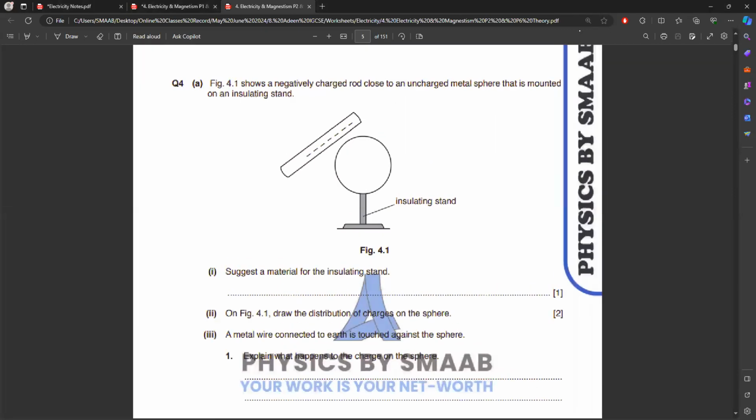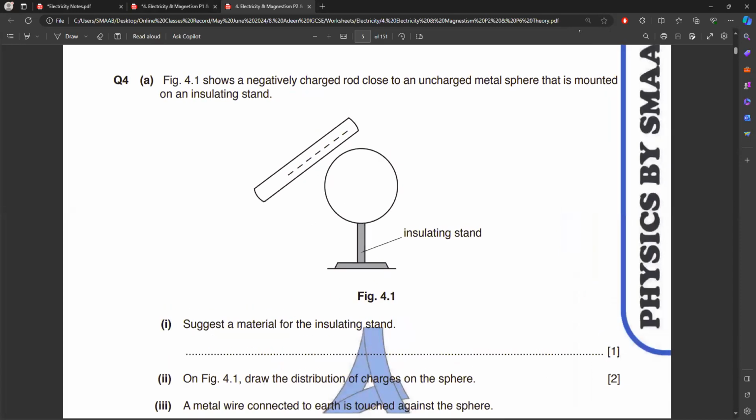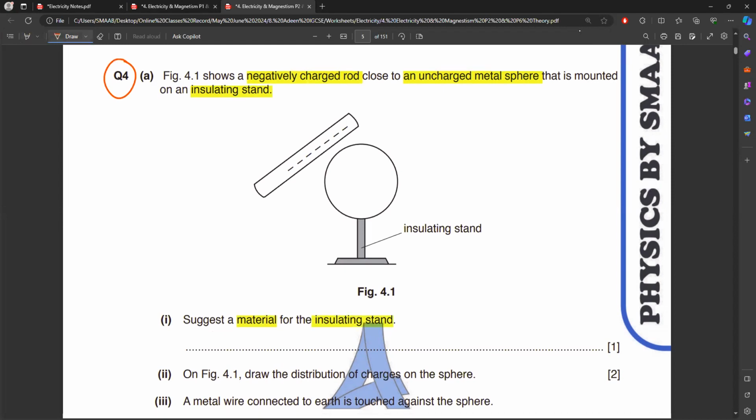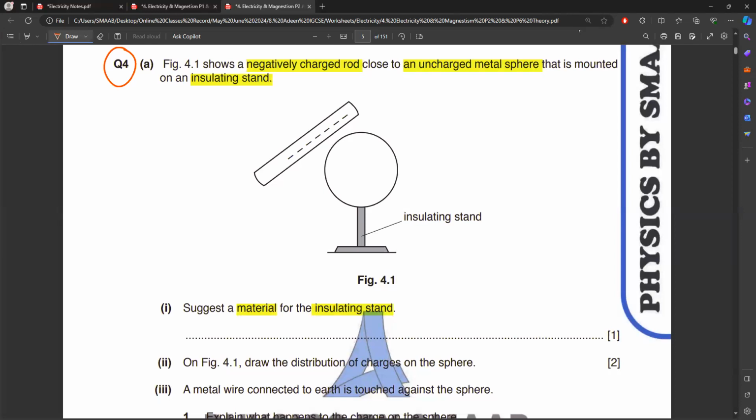Okay. So if we continue with a detailed question also, in this you will also have to consider the same idea. In the figure we have a negatively charged rod close to an uncharged metal sphere that is mounted on an insulating stand. So first of all, suggest a material for the insulating stand. Plastic, right?